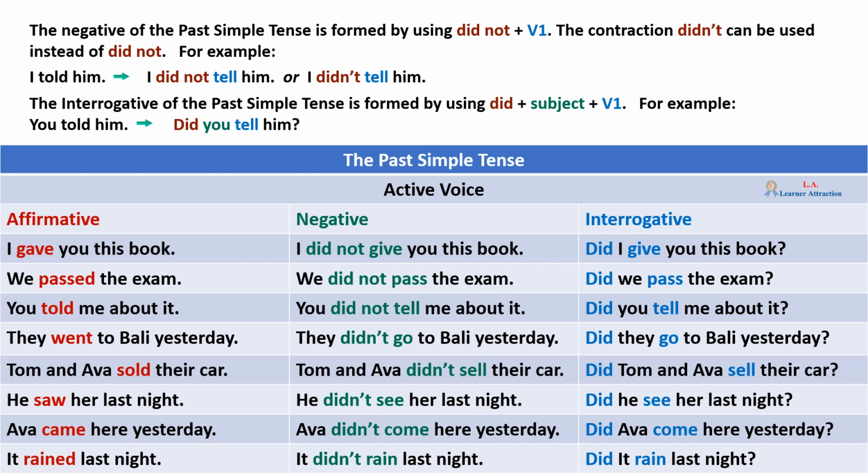Tom and Ava sold their car. Tom and Ava didn't sell their car. Did Tom and Ava sell their car? He saw her last night. He didn't see her last night. Did he see her last night?